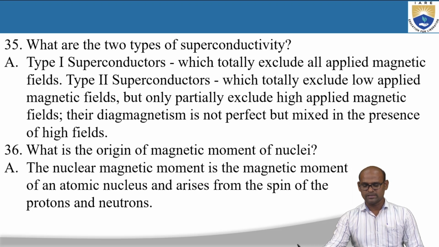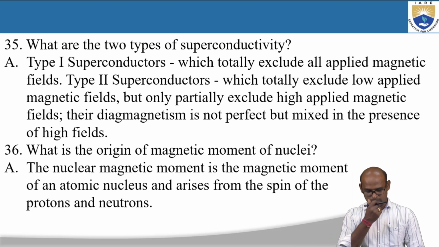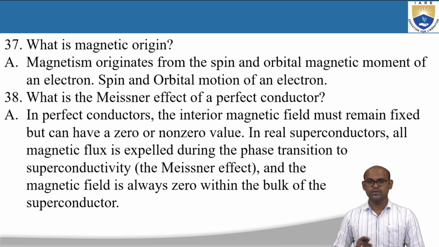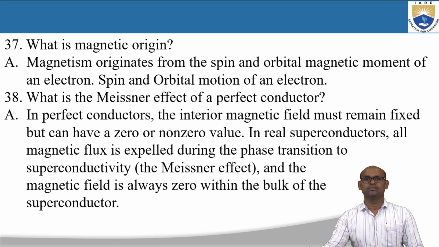What is the origin of the magnetic moment of nuclei? The nuclear magnetic moment is the magnetic moment of an atomic nucleus and arises from the spin of the protons and neutrons. What is the magnetic origin? Magnetism originates from the spin and orbital magnetic moment of an electron, the spin and orbital motion of the electron.